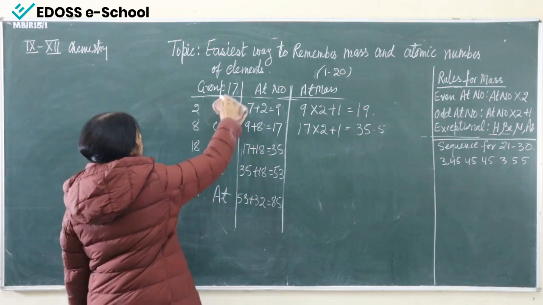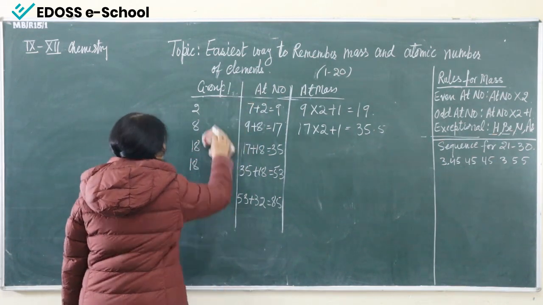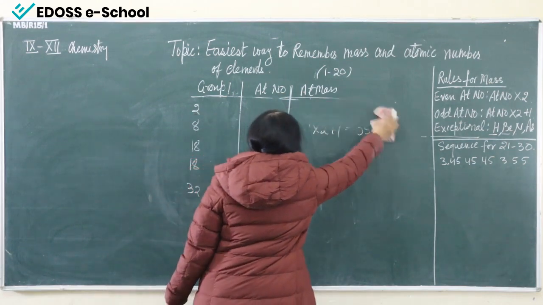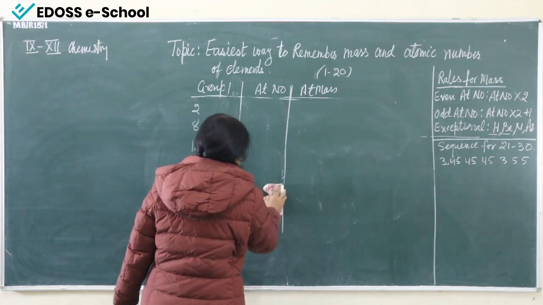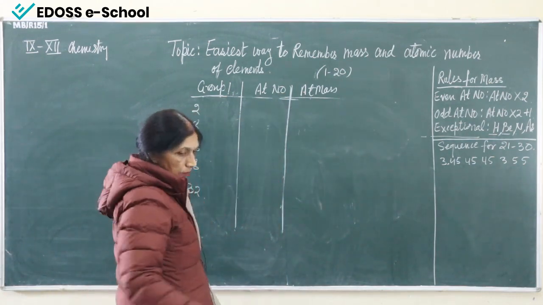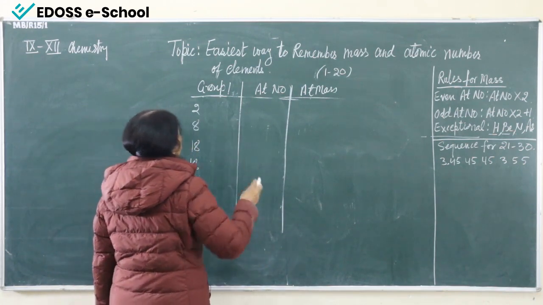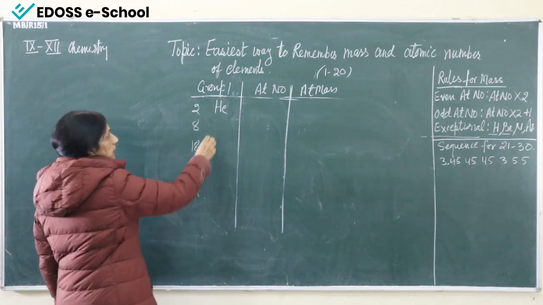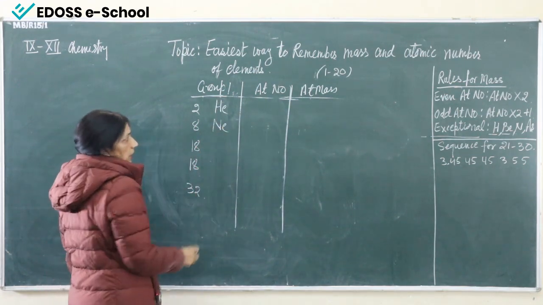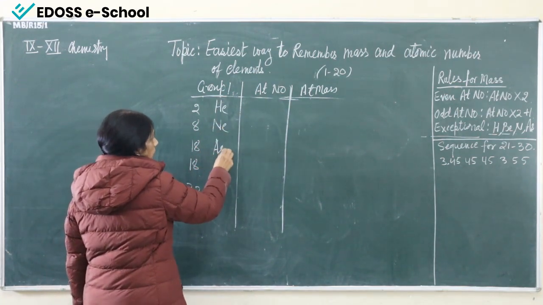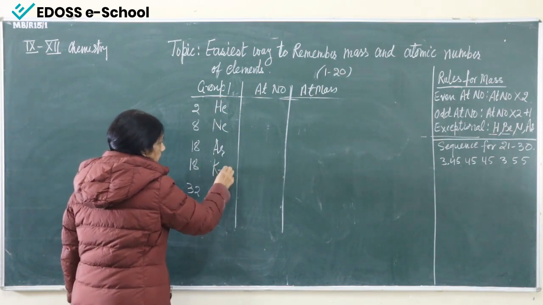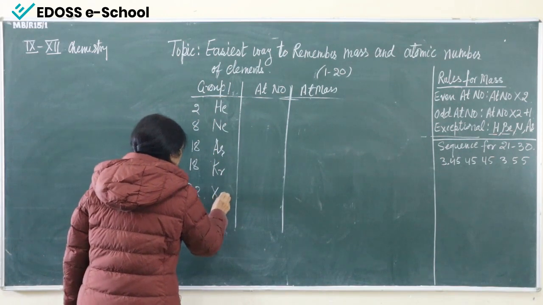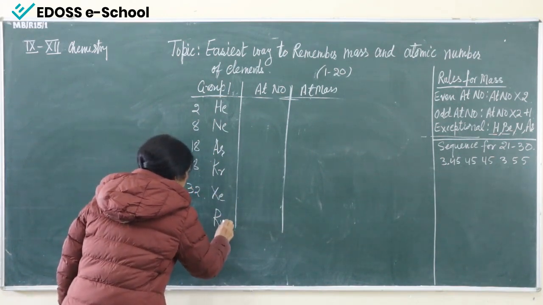Now coming to group 18. Now group 18, we can write the name first. So this is the sentence: Helium, Neon, Argon, Krypton, Xenon, Radon.